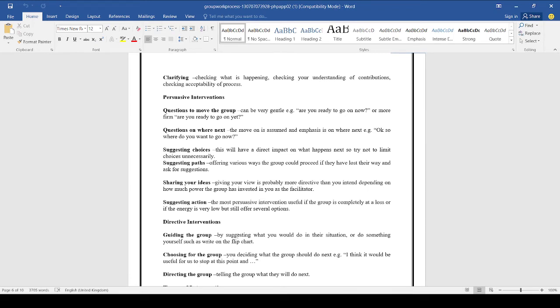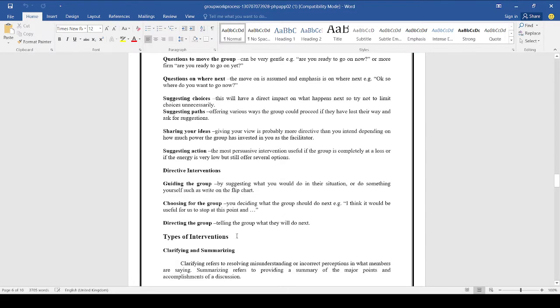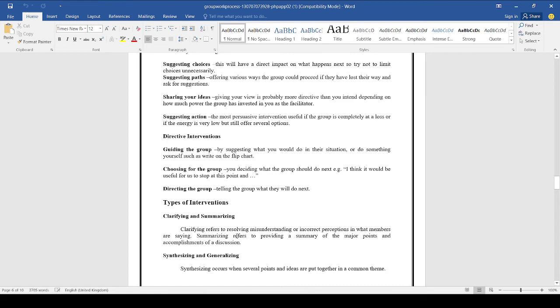Especially we can push the group members, not pulling, push the group members to do something for the betterment. Especially directive intervention. Next is directive intervention. In that case, we can guide the group, choosing the right plan for the group, directing the group. We can direct the group members to do something.